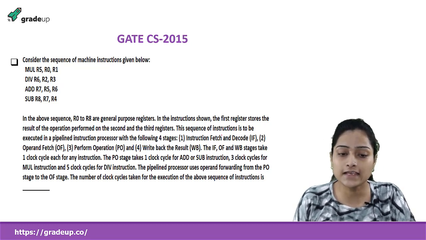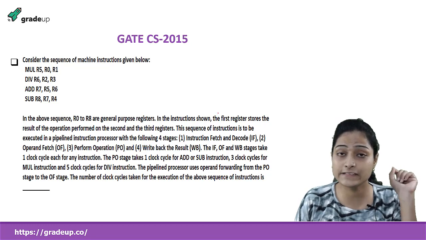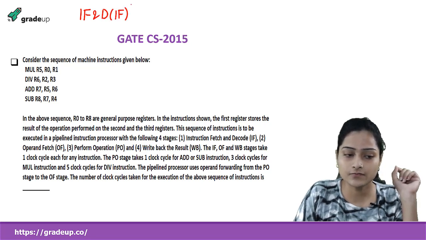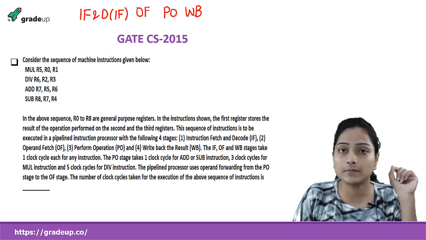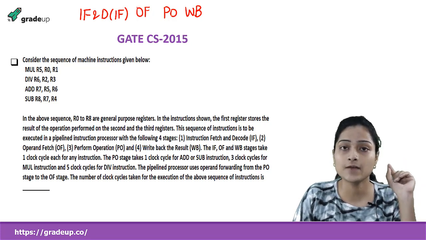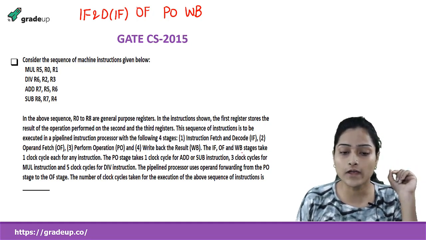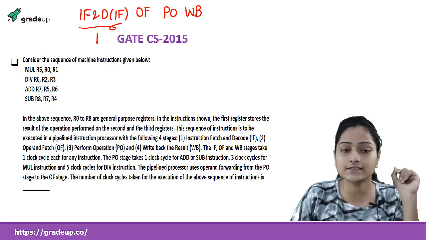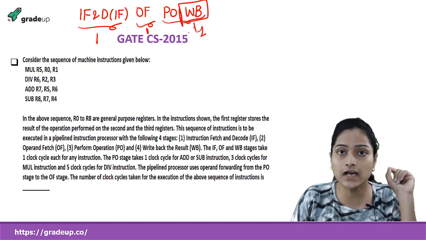Let us see the next thing. This sequence of instructions is to be executed on a pipeline processor with the following 4 stages. The stages are instruction fetch and decode, which is mentioned as IF. Second is operand fetch. Third is perform operation, and fourth is write back of the result. Let us see the delay which each stage is going to take. It is given that the IF, OF and WB stages are going to take 1 clock cycle for every instruction. Each of these is going to take 1 clock cycle for processing the instruction.